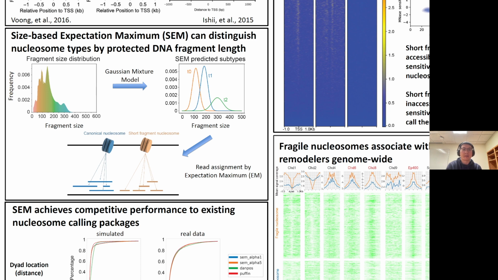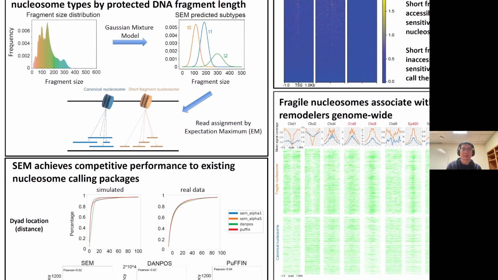So how do we do that? First, we get the overall fragment size distribution of the MNase dataset. Then we apply a Gaussian mixture model to this distribution to get the fragment size distribution of each individual nucleosome type. Then, combined with the nucleosome canonical metrics, including the dyad location, occupancy, and fuzziness, through expectation maximization we can compute the probability of each MNase fragment being assigned to each individual nucleosome, then use all this information to infer the nucleosome metrics and, most importantly, its type.